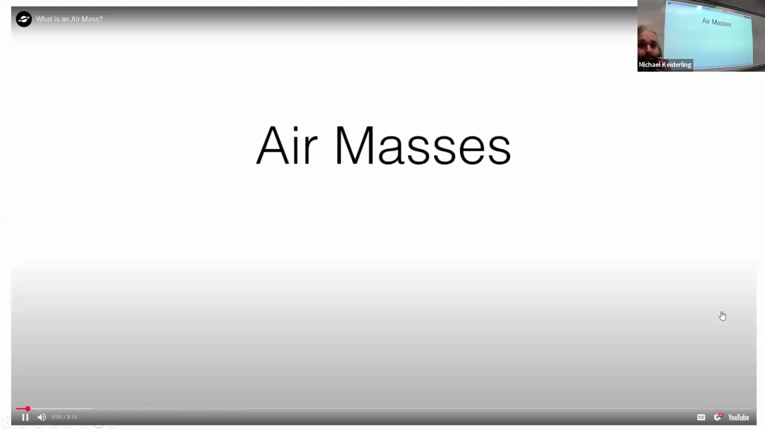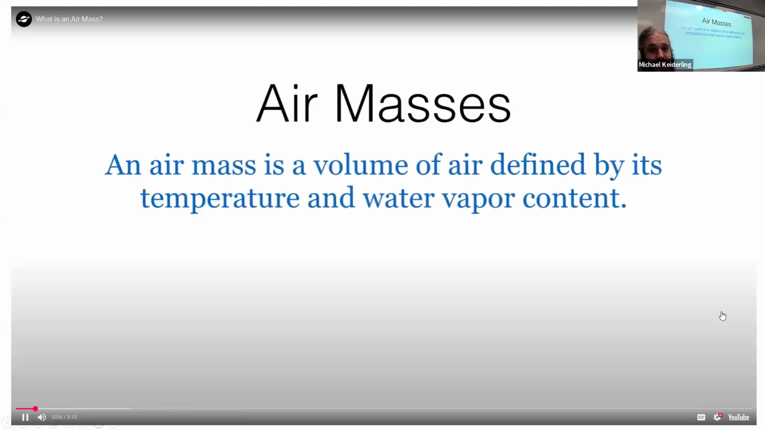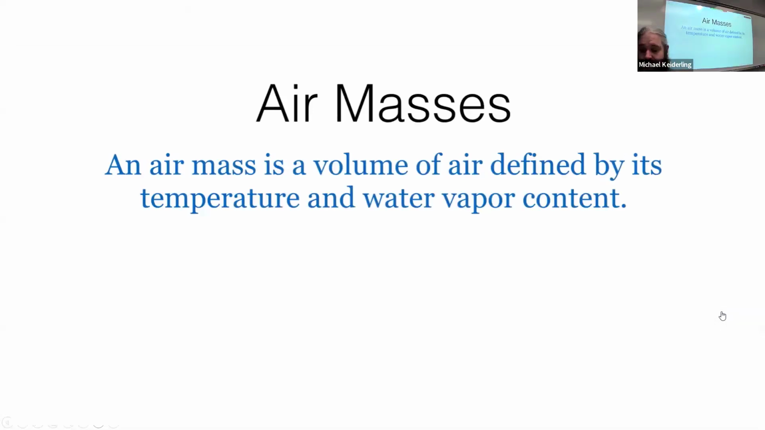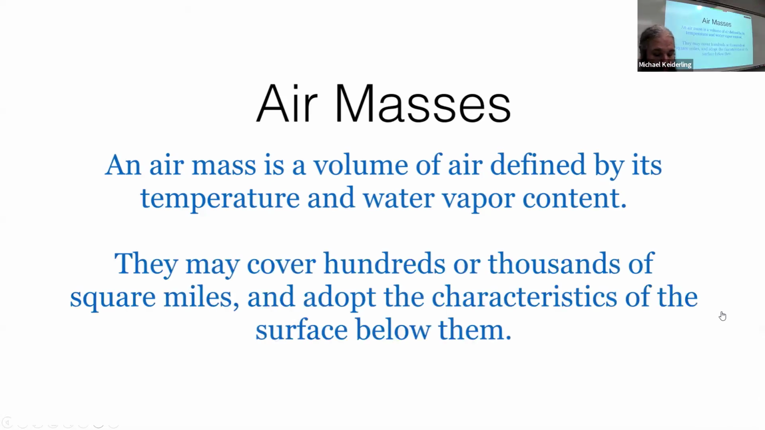Air masses. An air mass is a volume of air that's defined by two things, its temperature and its water vapor content. Air masses can be huge. They may cover hundreds or even thousands of square miles, and they're going to take on the characteristics of the land or ocean that is beneath them. That is to say, an air mass that sits over the ocean will tend to be a humid air mass, while one forming over the land will be more dry.